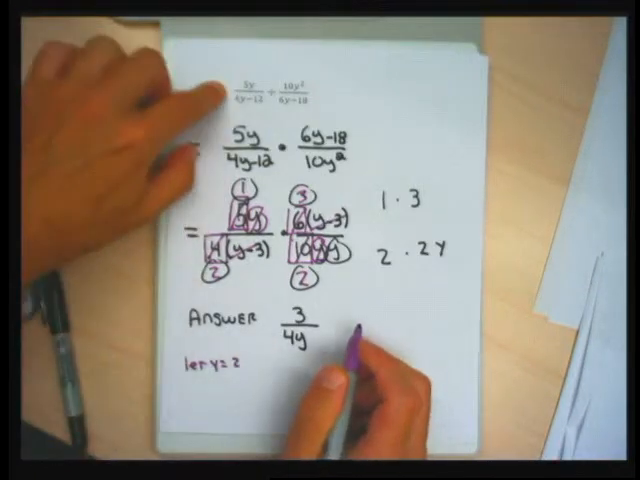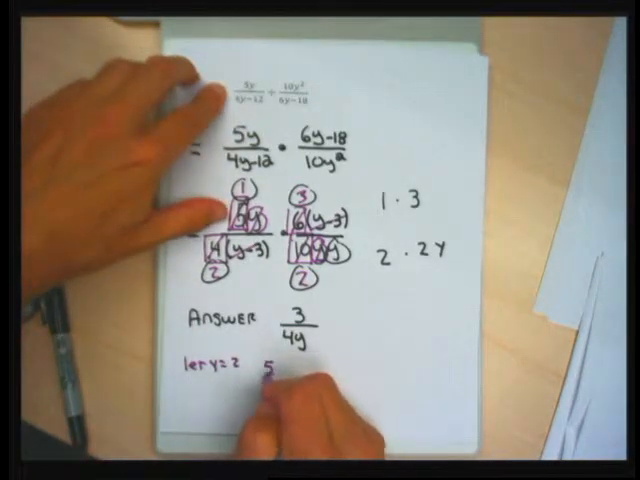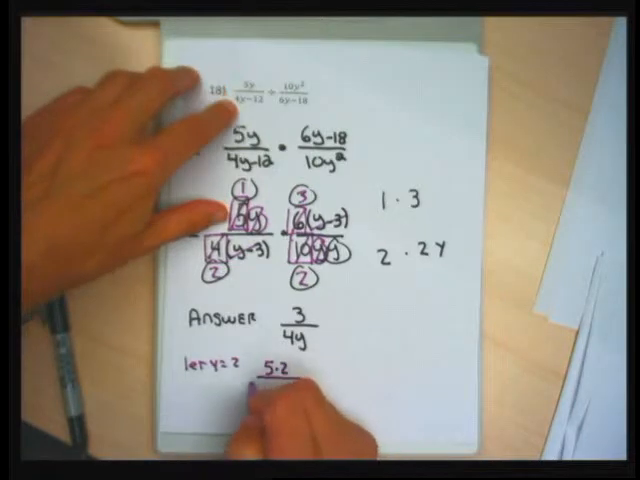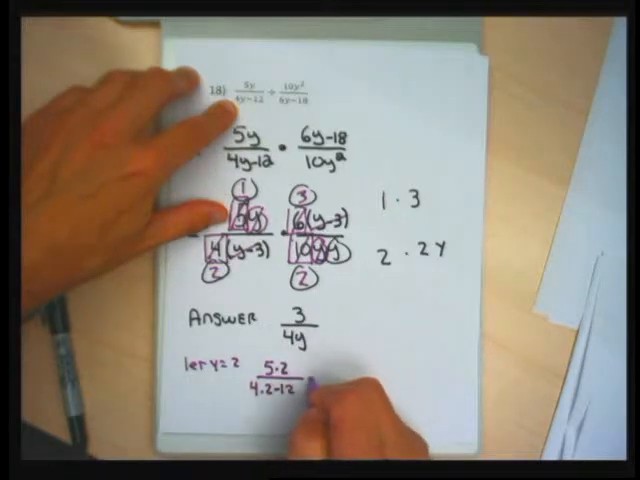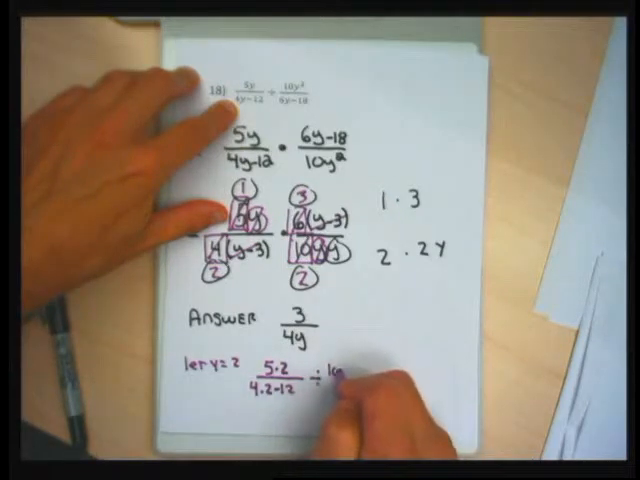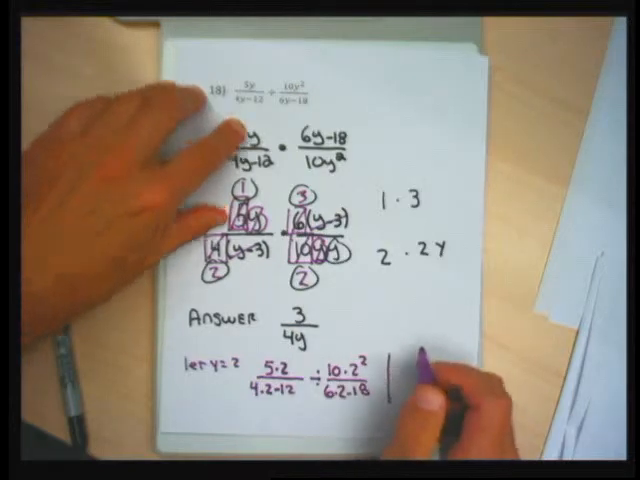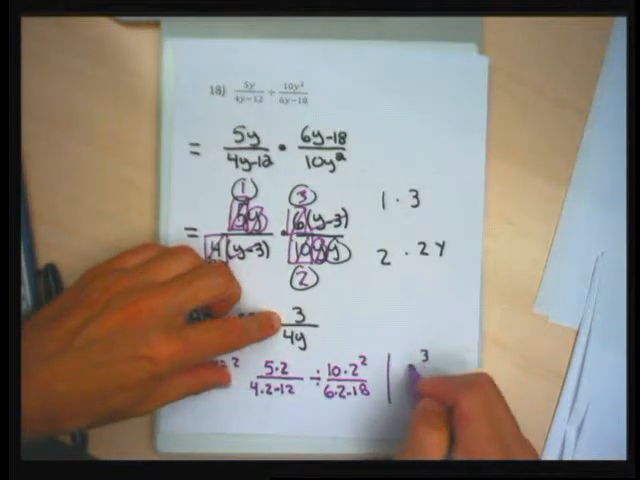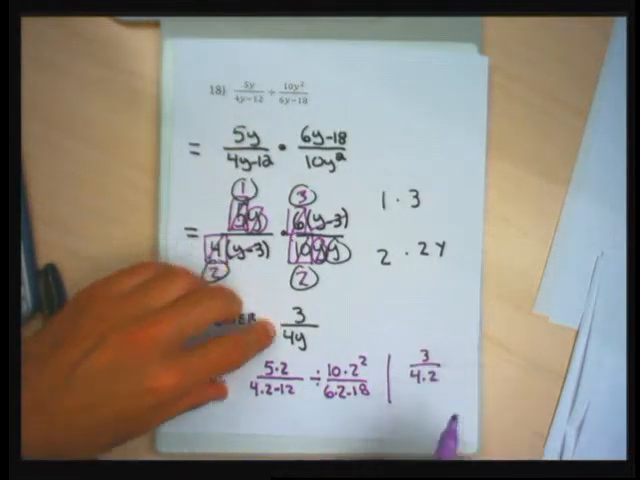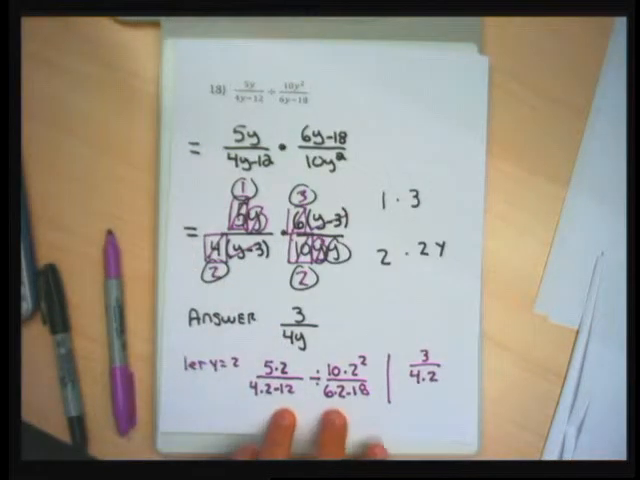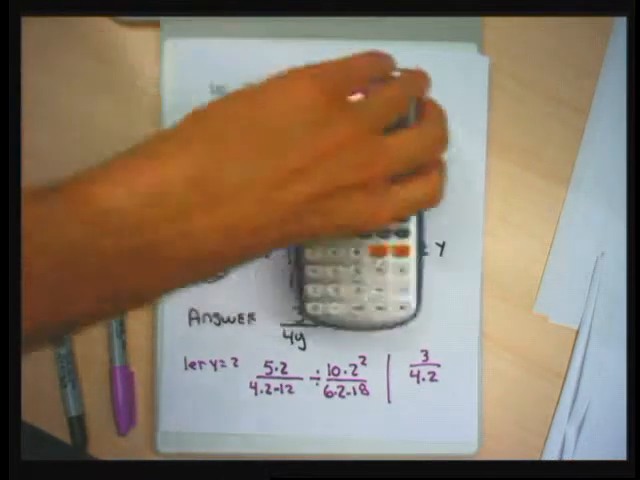for my checking. In the original problem, I'm going to go 5 times 2, which I could use a times sign or a parentheses, over 4 times 2 minus 12 divided by 10 times 2 squared over 6 times 2 minus 18. And then I'll do the same for my answer. For my answer, I'll go 3 over 4 times 2. So we'll do both of these on my calculator. Hopefully they come out to the same number.